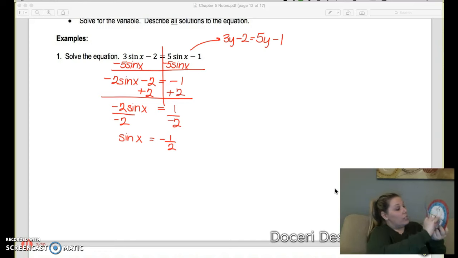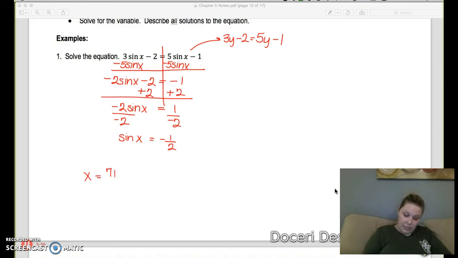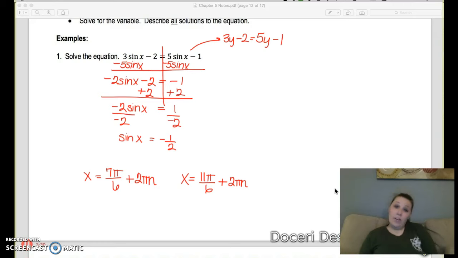Well, that's these green triangles again, but I need to flip them over so that they're going negative this time. So these two are the ones that I'm looking at, and those values end up being 7 pi 6 and 11 pi 6. So those are the two possibilities within my first circle, 7 pi 6 and 11 pi 6. But don't forget, we want to describe every possibility, so we just add plus 2 pi n and plus 2 pi n, and we've described every possible solution to that equation.